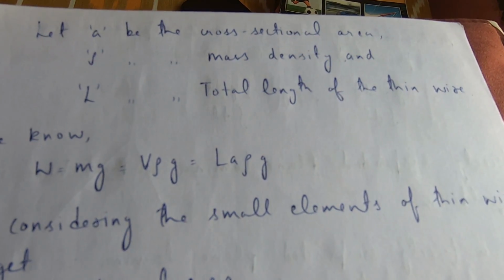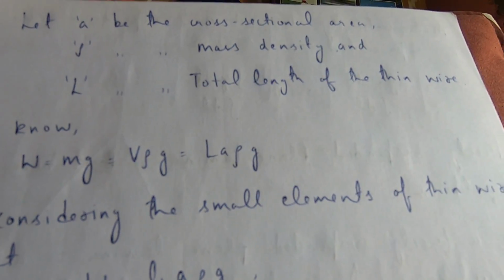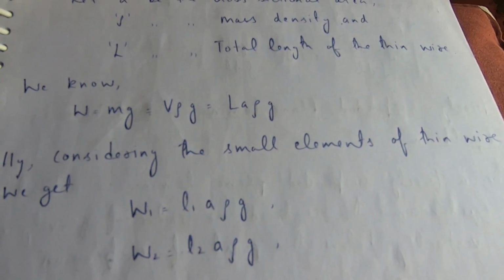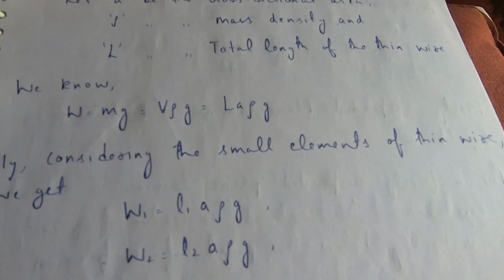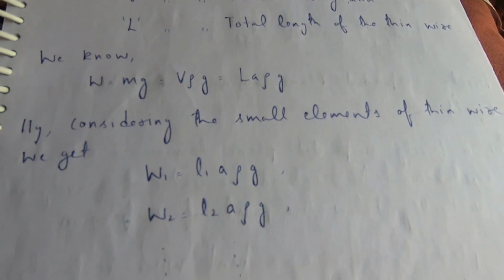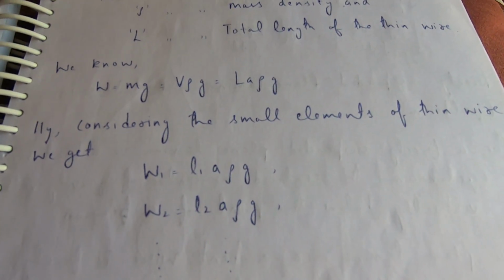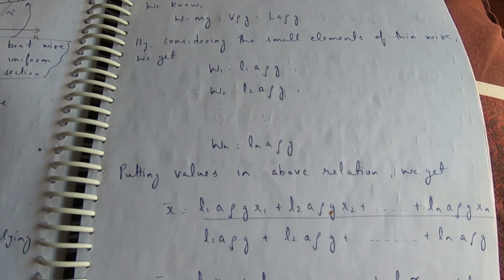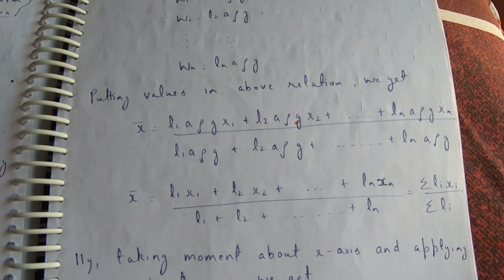Let A be the cross-sectional area, rho be the mass density, and L the total length of the thin wire. We know W is equal to mg, m is equal to V into rho, which becomes V rho g, which is equal to L into A into rho g. Similarly, considering the small elements of the thin wire, we get W1 is equal to L1 A rho g, W2 is equal to L2 A rho g, Wn is equal to Ln A rho g.